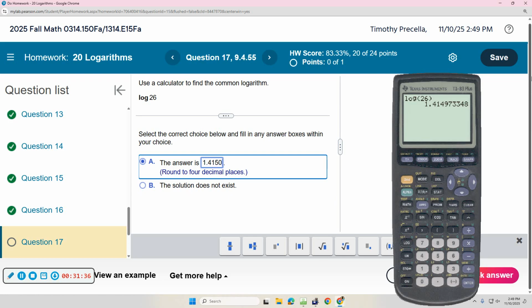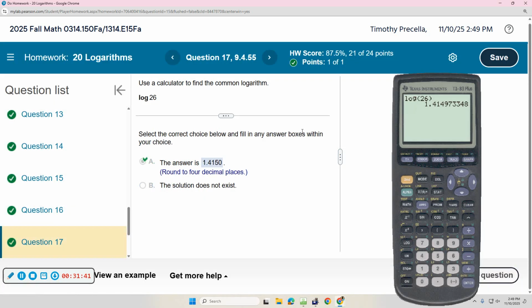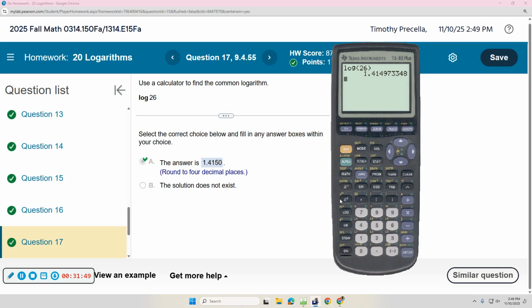1.4150. Now, a word of warning or explanation. Why does it say the solution doesn't exist? Well, you can't take the logarithm of a negative number.